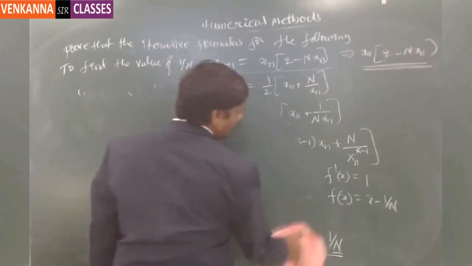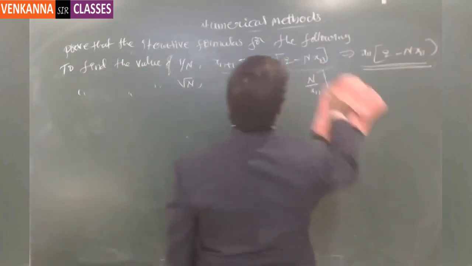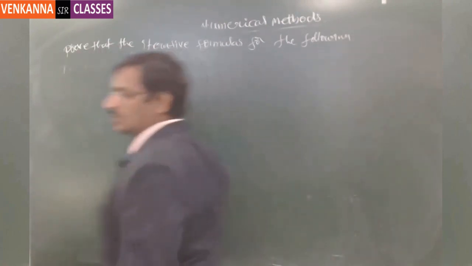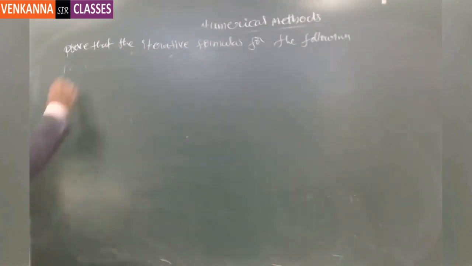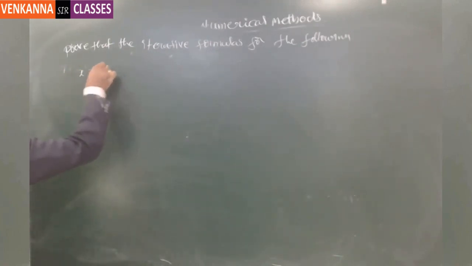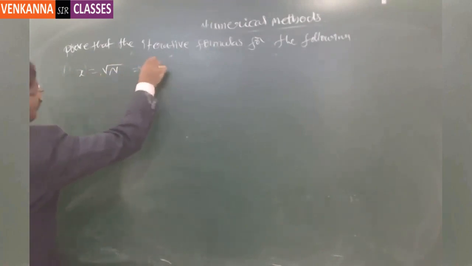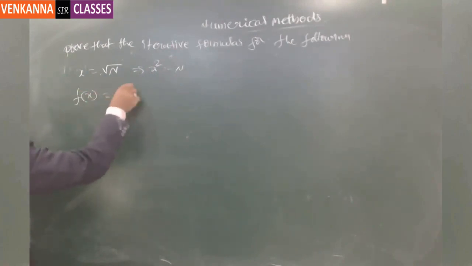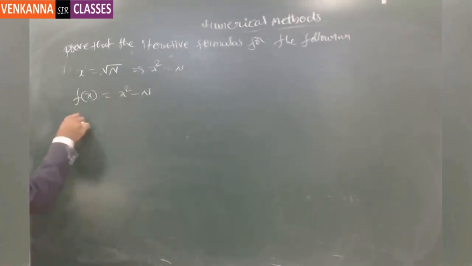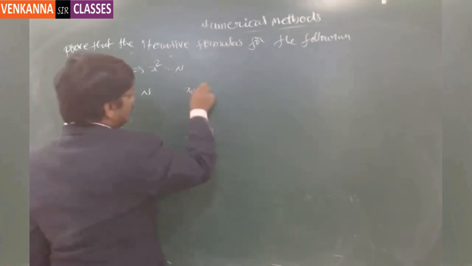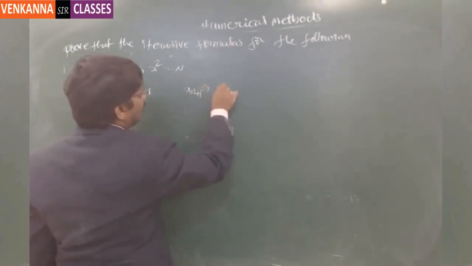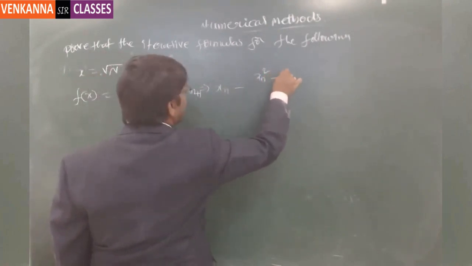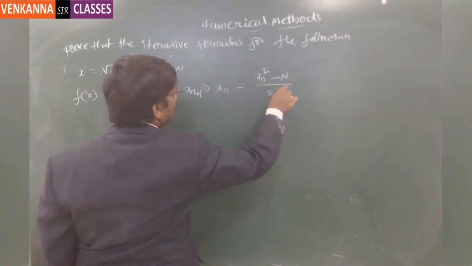Now to calculate root n, let us say x is equal to root n. So if x is equal to root n, then it implies x square is equal to n. Now if you take one function f of x is equal to x square minus n, then the approximation is going to be xn plus 1 equal to xn minus f of xn, that is xn whole square minus n, divided by the derivative of this, which is 2 times xn.